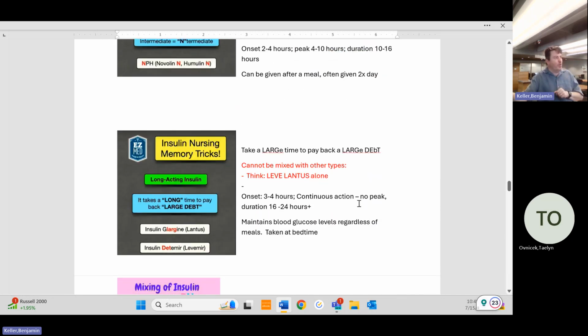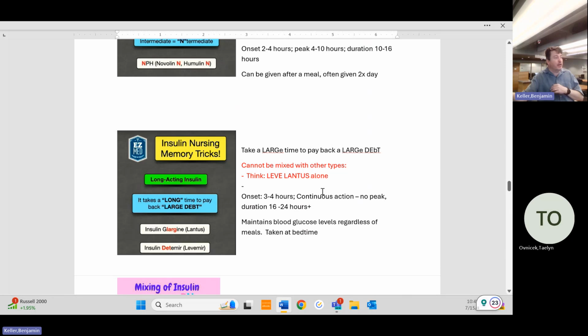This is the one that has no peak, and this is long-acting insulin. So it takes a long time to repay a large debt. And so you have insulin glargine, I think the word large is in there, and insulin detemir. And so you think large debt.